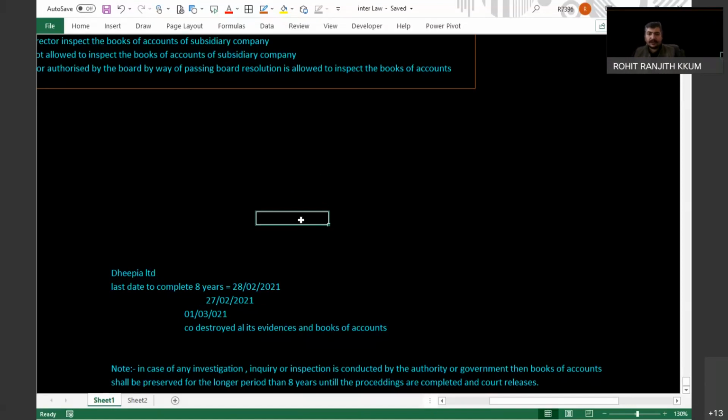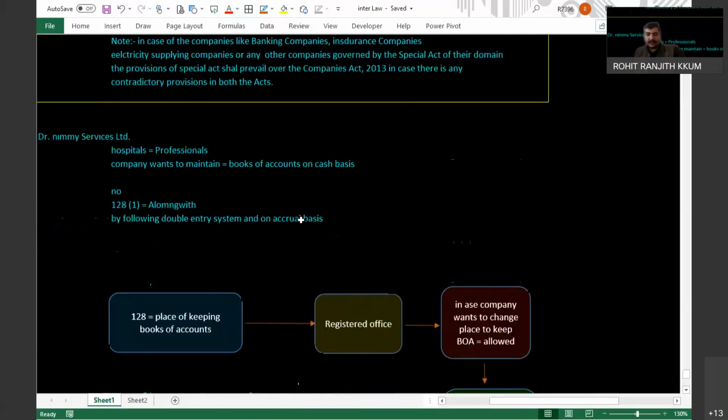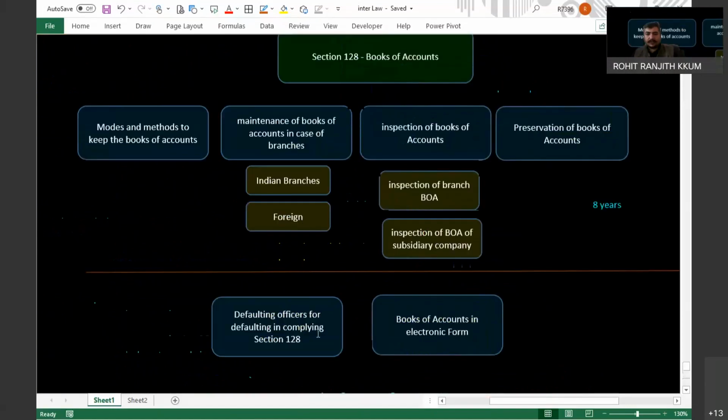And the next point, if you look under section 128, is about who are the defaulting officers.